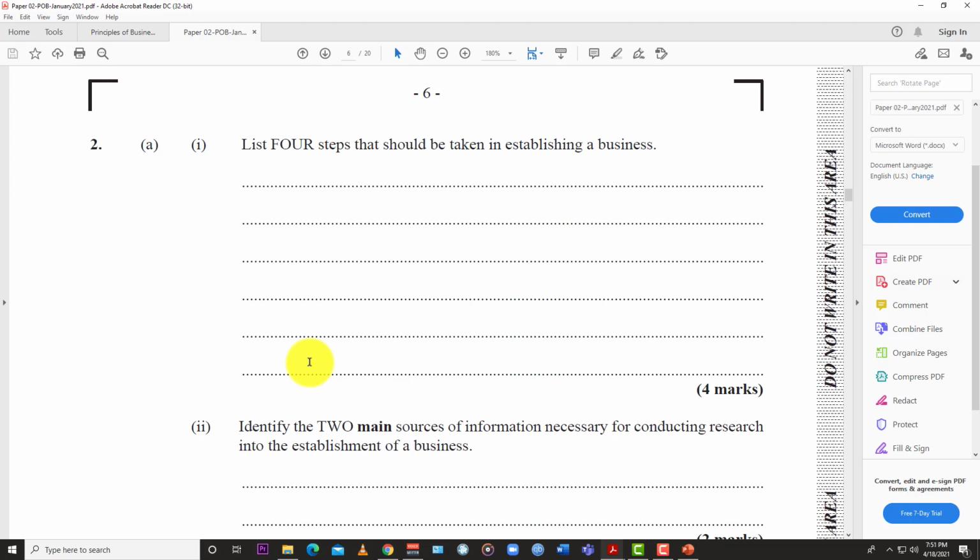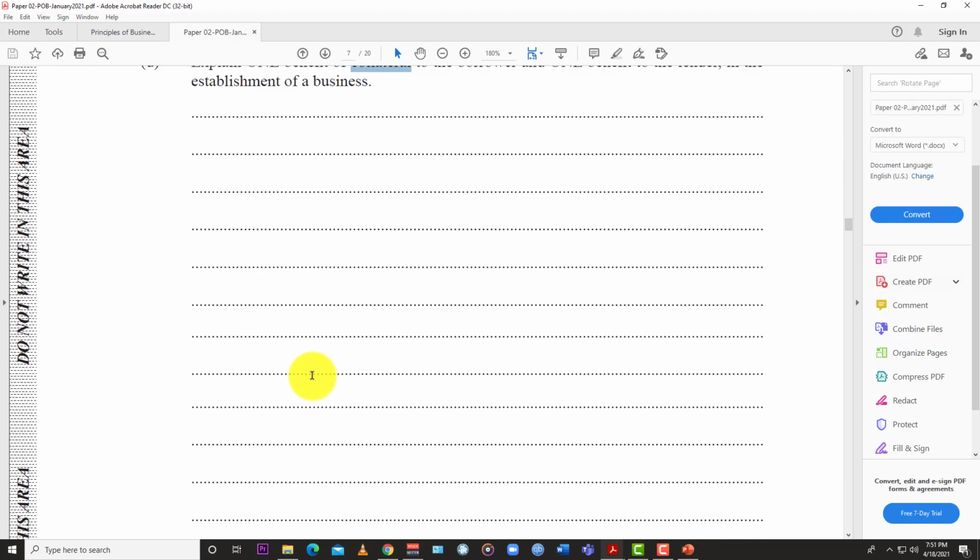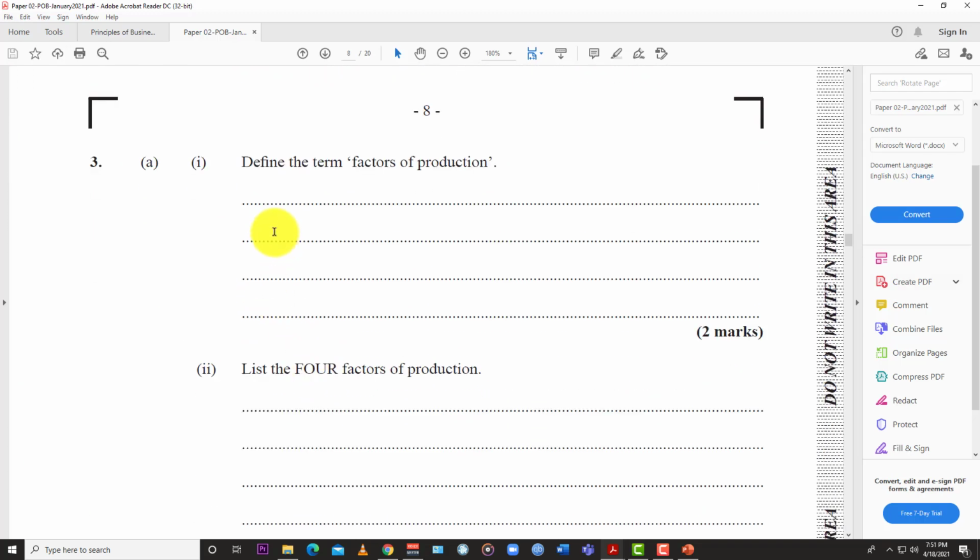And so you know what to do now. If you want to see when question 3 drops, right? We have question 3 coming up next. You must define the term factor of production. Boom. So that's a little snippet right there.